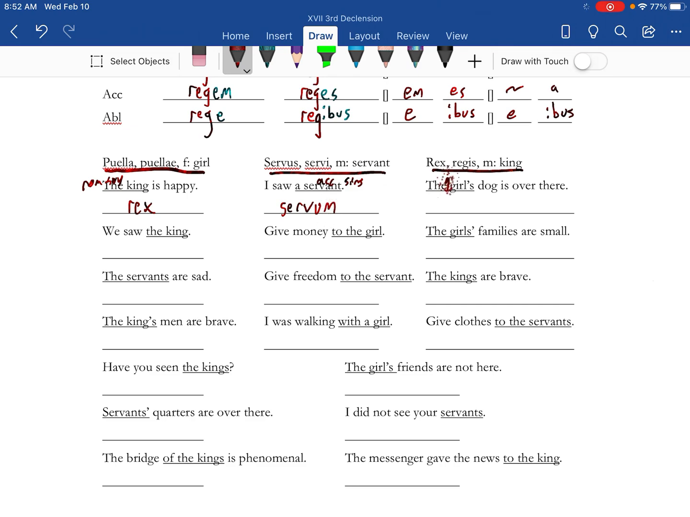The girl's dogs. Genitive singular. What do I do to that A to make it genitive singular? It's going to be an AE. All right, so try the rest of these, and then when you're ready, unpause it and let her go. All right, accusative singular, regem. This is going to be dative singular, puellae.